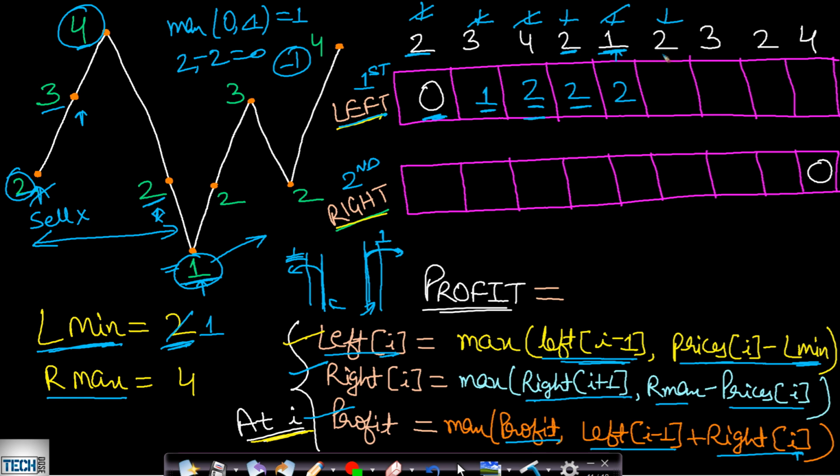Now let us go to this day, which is 2. So what will be the profit? It will be equal to the maximum of the already calculated value 2, comma, the current profit, which will be 2 minus this L min value 1. So the previously calculated value is higher. Now for this 3, similarly it will be 2. For this 2 it will be 2, and for this 4 it will be 3, which is 4 minus 1. Okay. Now similarly for this right array as well, we will be starting with the second last value.